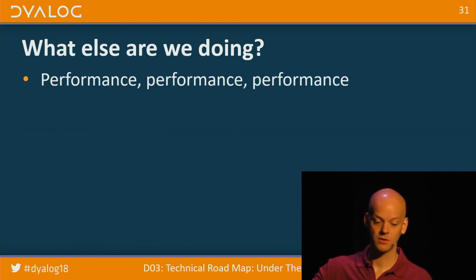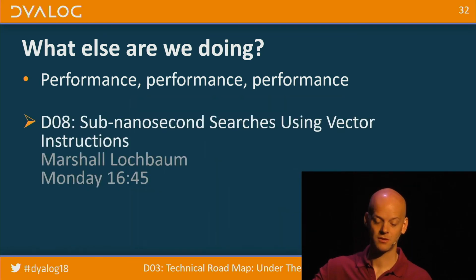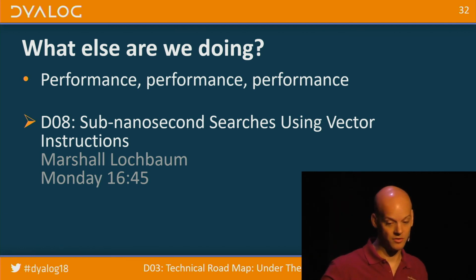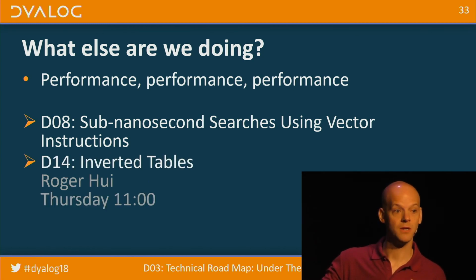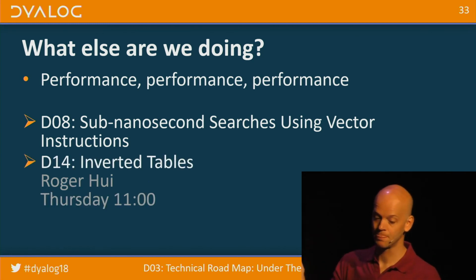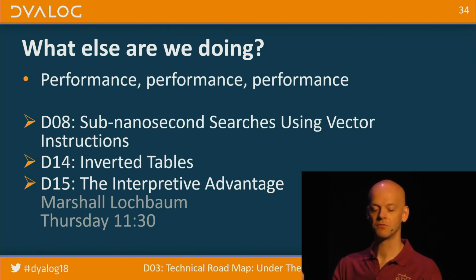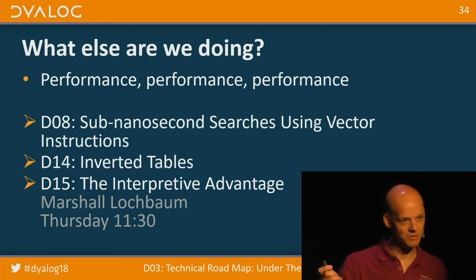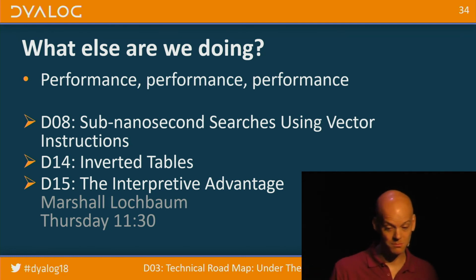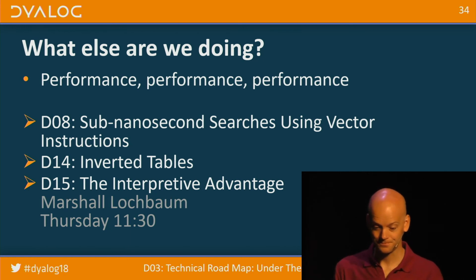And we are always working on performance. We have this year, I think, 3 talks concentrating on performance. Marshall is going to talk about some very cool, very fast implementations of set functions. Roger is going to talk about the wonders of inverted tables. And Marshall's going to try to explain how it is that interpreters can sometimes have the performance edge over compiled languages.